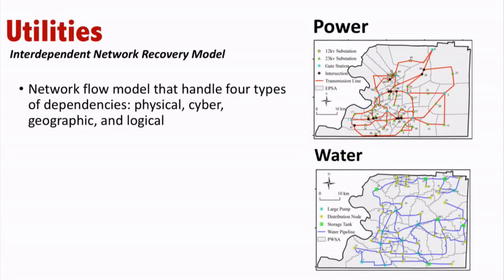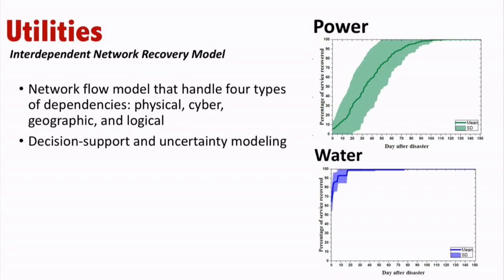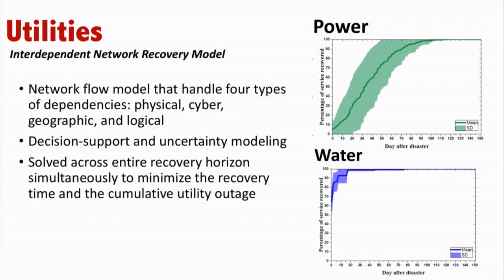To model the utility recovery, we have developed the Interdependent Network Flow Recovery Model, which handles 4 common types of dependencies discussed in literature: physical, cyber, geographical, and logical. The model embeds decision support with respect to assigning and scheduling work crews for repair, and it will also support uncertainty modeling. The objective is to minimize the recovery time and cumulative utility outage experienced across the recovery horizon by the diverse population. The model ties both to the transportation system and uses the roadway connectivity as an input, and it also ties directly to the building recovery model that we will see next.